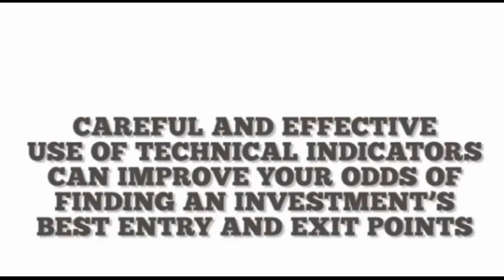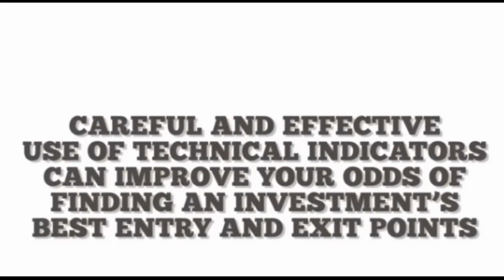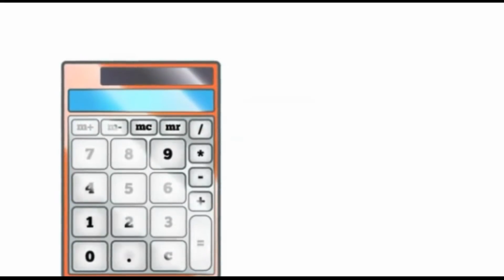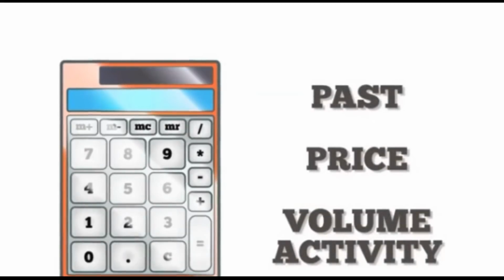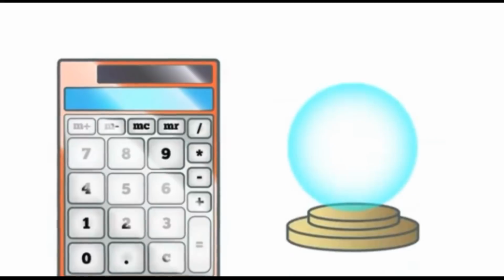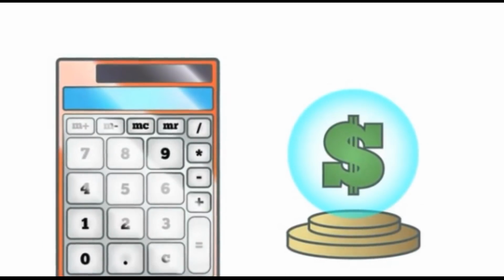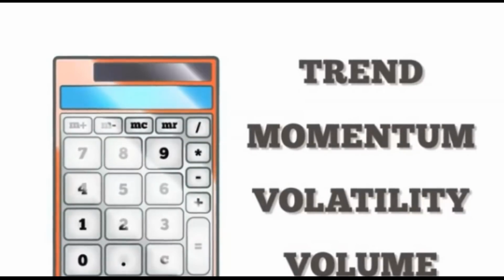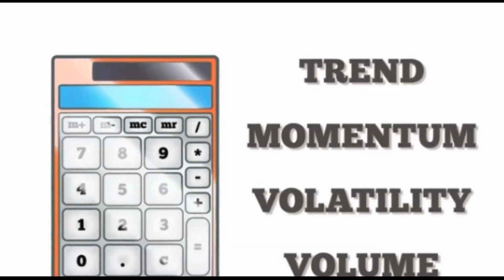Careful and effective use of technical indicators can improve your odds of finding an investment's best entry and exit points. Technical indicators are calculations based on a trading instrument's past price and volume activity. They help technical analysts to predict an investment's future price. Some better-known indicators interpret trend, momentum, volatility, and volume.